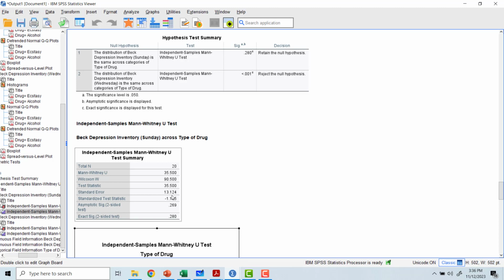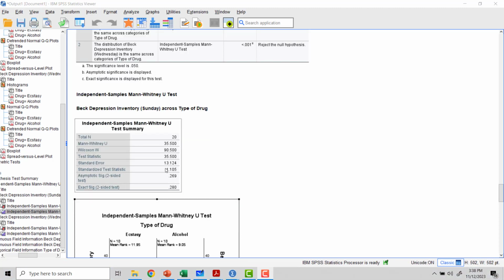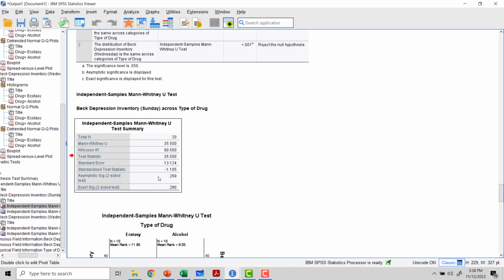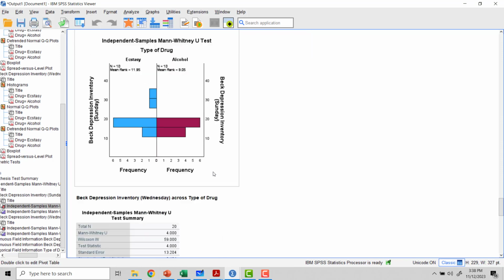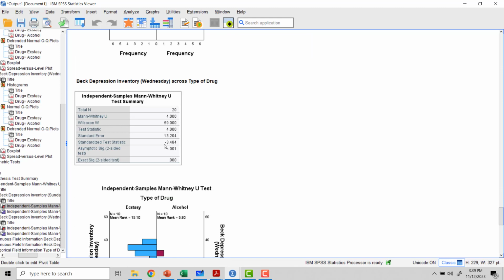And we actually have a z-score. So it calculates from the test what a z-score would be if we were doing a z-test. Here you can see the z-score is minus 1.105. So the magnitude is pretty low. And this is where we're getting the 0.269 p-value. But here you can see minus 3.484. So obviously, this is outside the range of any critical rejection region for a z-test. And again, you can see the asymptotic significance is less than 0.001.